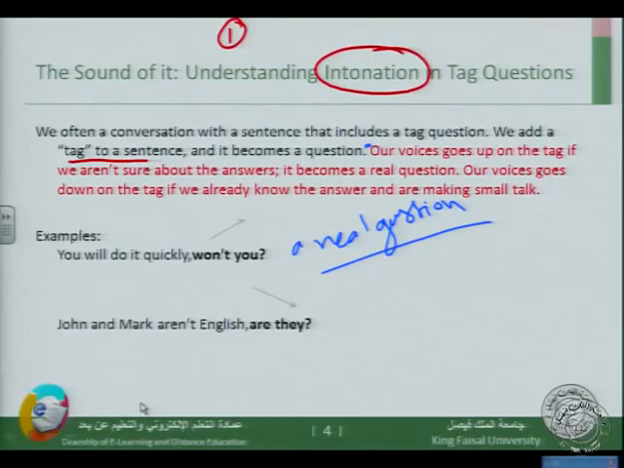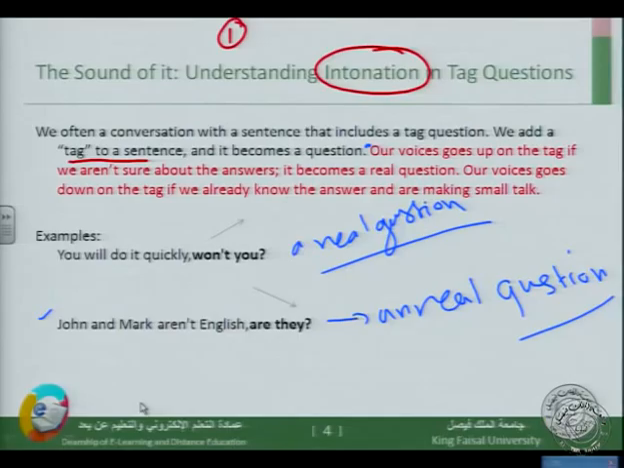And also, we said our voice goes down on the tag if we already know the answers and are making small talk. Okay? For example, John and Mark aren't English, are they? As you can see, the intonation of the tag question is falling. Once the intonation of a tag question goes down, this is an unreal question. What is the purpose of the unreal question? Is there a goal to use it? Yes, that's to make small talk.